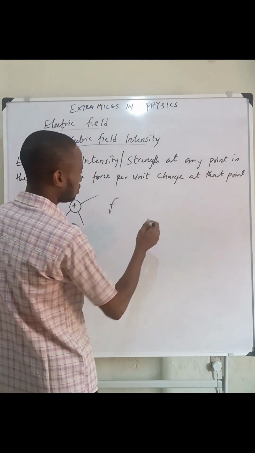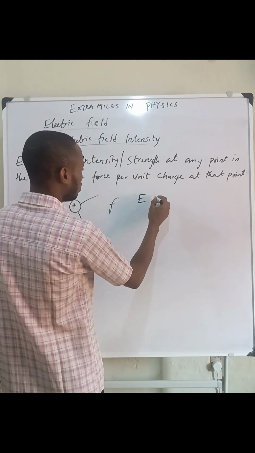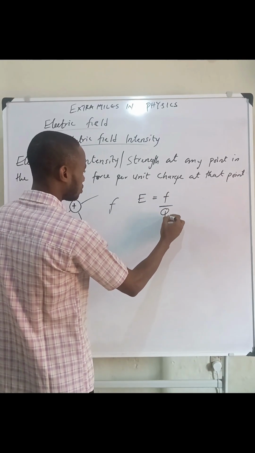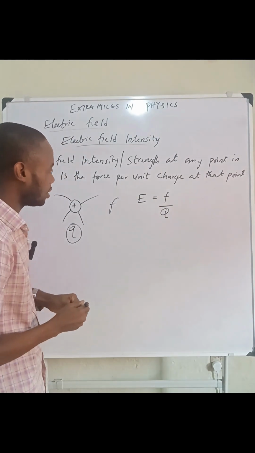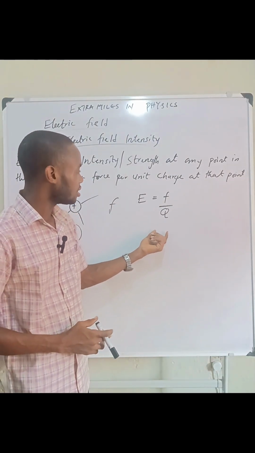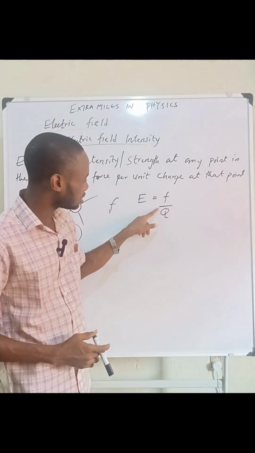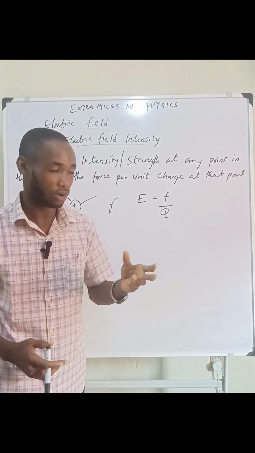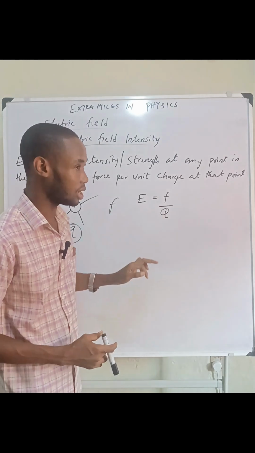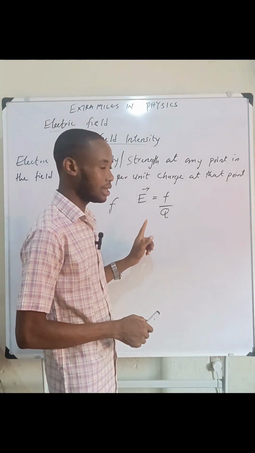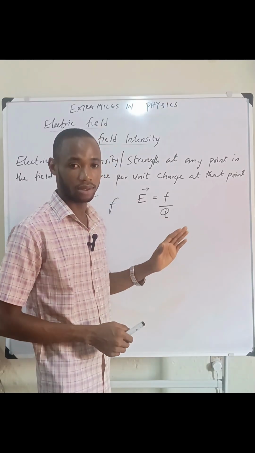Now, this electric field strength is denoted with E. Then we have that E equals force over charge. So from this formula, you can equally define that electric field intensity or strength is the force per unit charge. So just know the formula and you won't have to cram anything. Now, this electric field intensity is a vector field, meaning that it has both magnitude and direction.